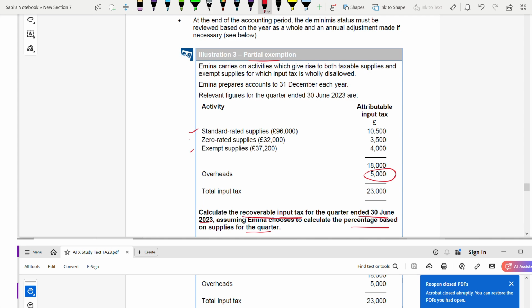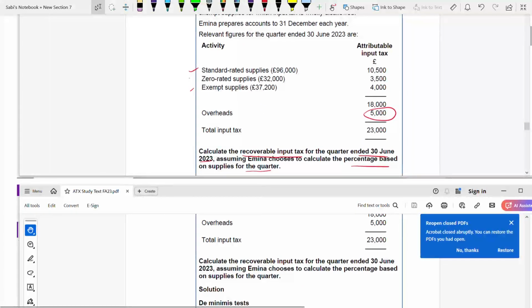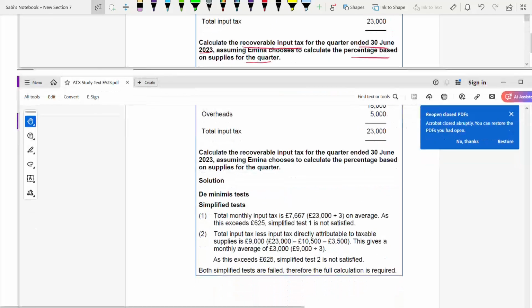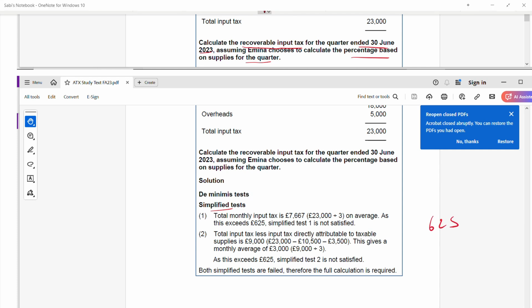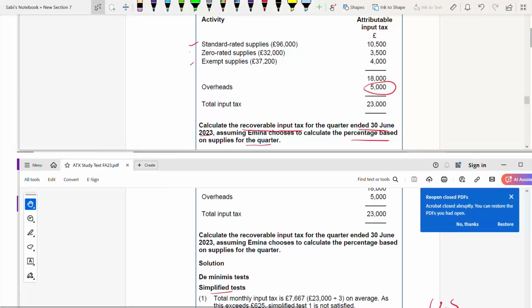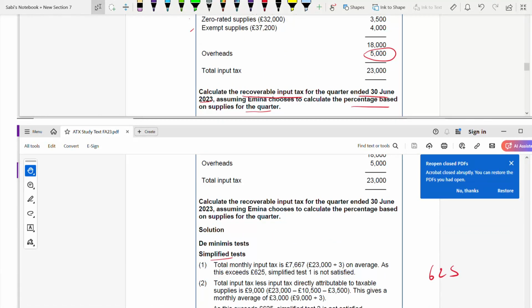Okay, now, so first we'll do the simplified test. Okay, simplified test 1. We'll do both the simplified tests and see whether it fails or not before we move on to the de minimis test. So test number 1. You have to see whether it is exceeding 625 per quarter. Okay, so you have been given here what is the total input tax?